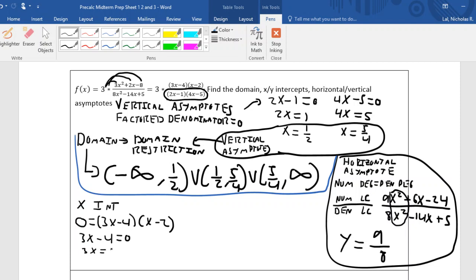Now we have 3x minus 4 equals 0, 3x equals positive 4, x equals 4/3. And x minus 2 equals 0, x is equal to 2. So our x-intercepts are (4/3, 0) and (2, 0). These are coordinate points.